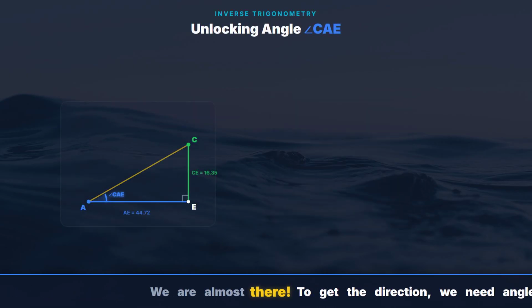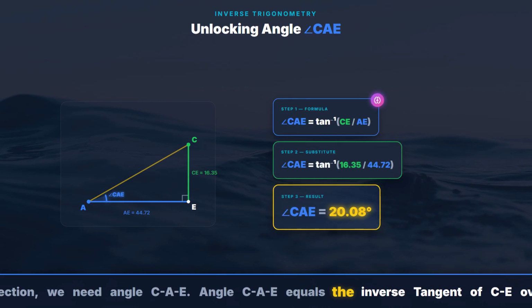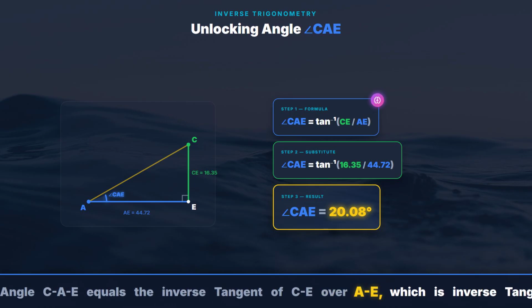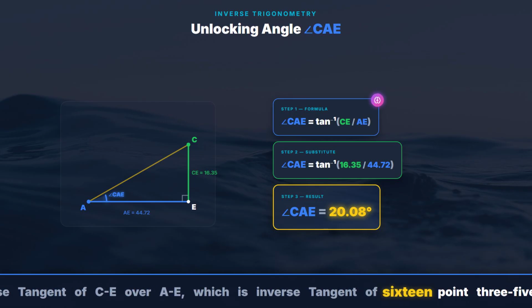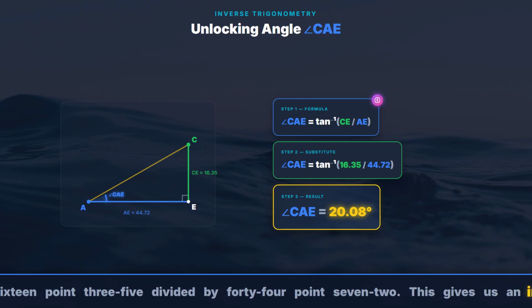We are almost there. To get the direction, we need angle CAE. Angle CAE equals the inverse tangent of CE over AE, which is inverse tangent of 16.35 divided by 44.72. This gives us an inner angle of 20.08 degrees.